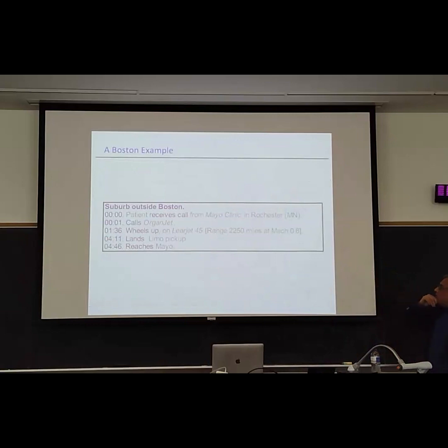up my guys at OrganJet. We had a Learjet for them. So it's 20 to 50 miles at Mach 0.8. Lands, reaches Mayo, gets the transplant at 5:15. Next day, the wife is fine, thank you very much. This happens twice a week, 3 times a week. The last time, like, what, 500 or 600 people got their transplant.